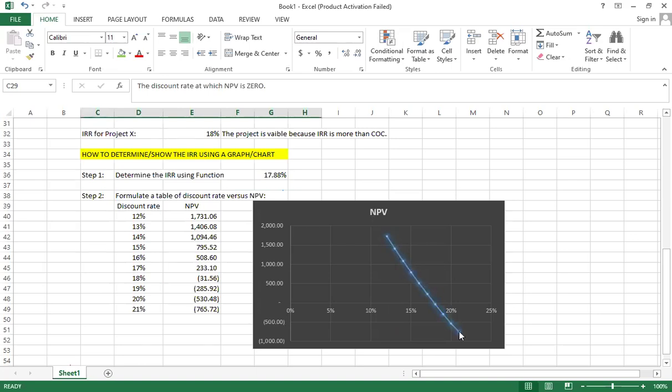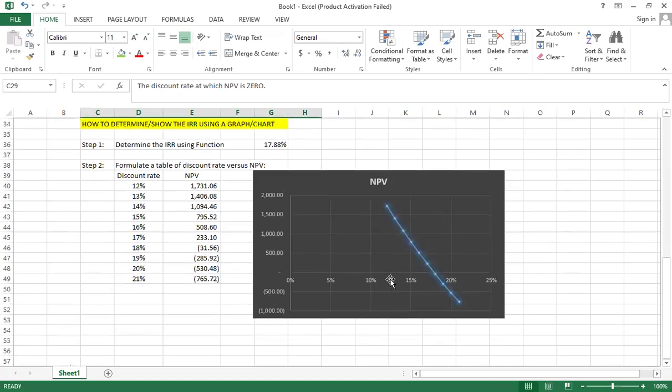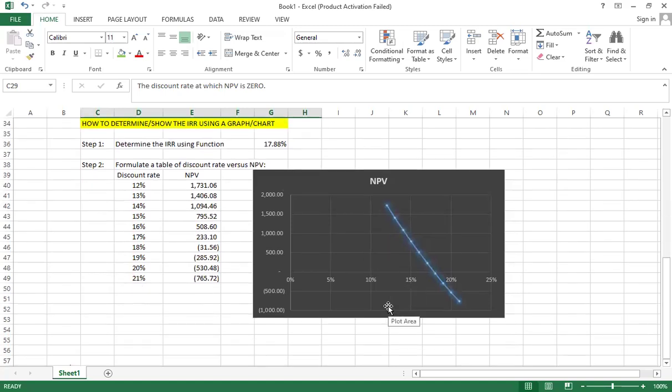This line is an NPV line. So what this line shows is the NPV value. The NPV is reducing from here all the way to here, to the negatives. Above this 0 mark, NPV is positive. Below the 0 mark, NPV is negative, of course, as we have in this information here.